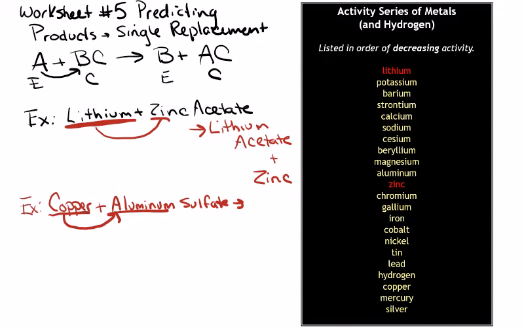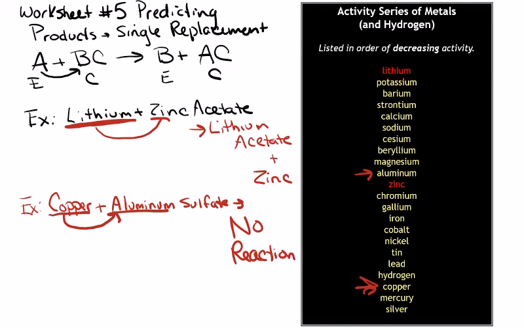When we take a look at the activity series over here, we see copper is located here at the bottom, and aluminum is located here towards the top. What this means is that copper is less reactive than aluminum, and therefore copper could not replace aluminum in this reaction. So no reaction would actually occur.